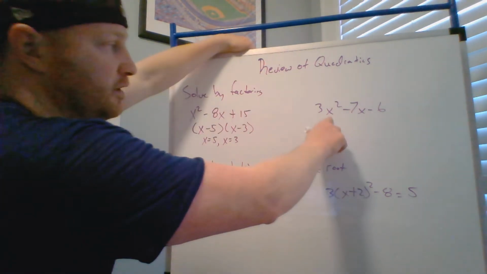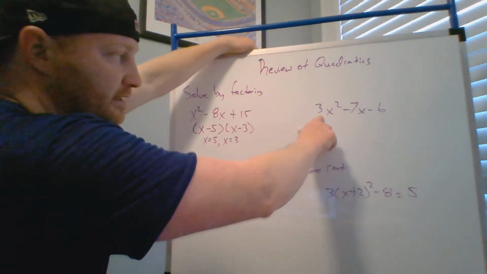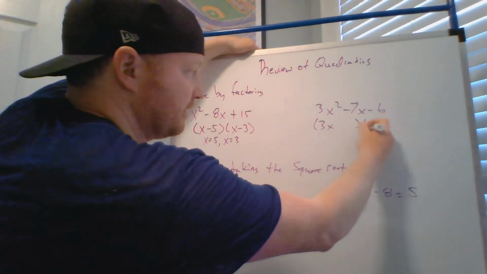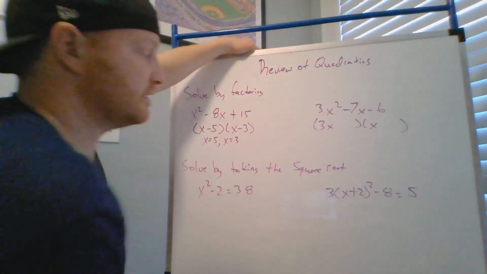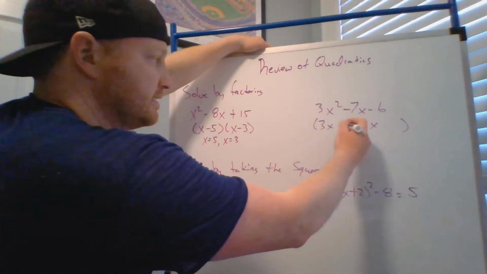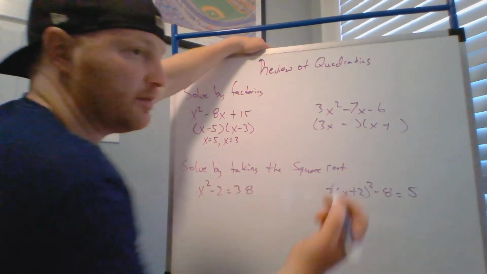Over here, a little more different because my coefficient is now 3. It's not 1. But it's nice that it's prime. So if I'm factoring this, it looks like this. Now, the hard part is you got to know where to put the plus and the minus, and I don't know, but this is why you write in pencil.